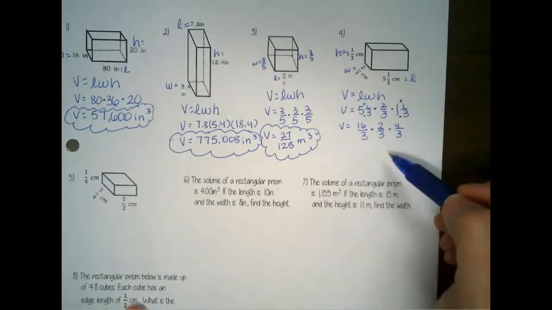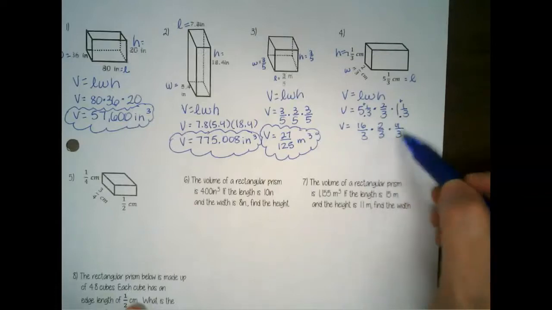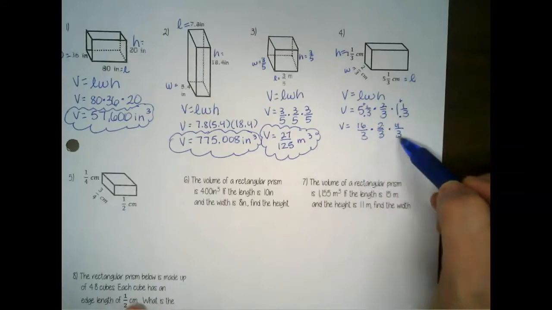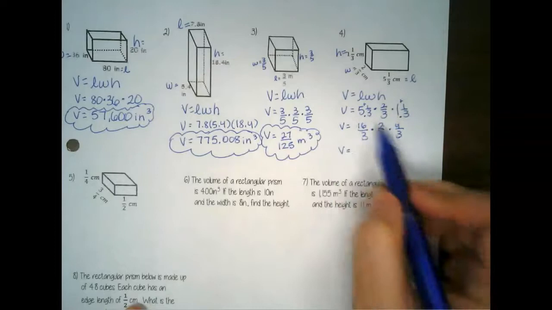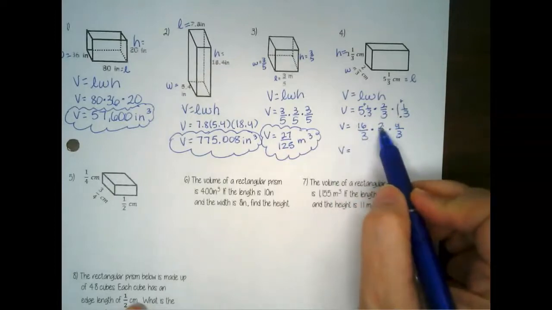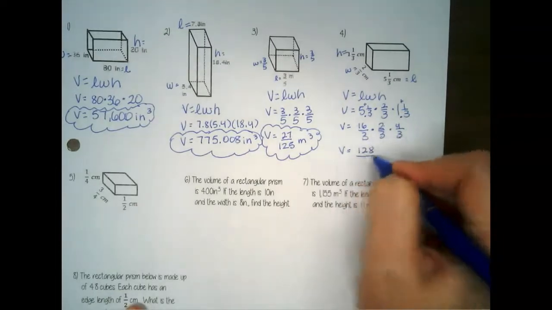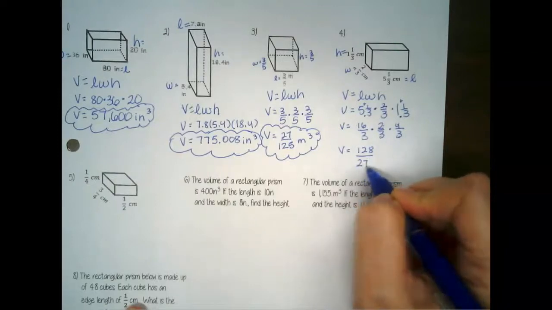Now let's see if we can do any canceling. Those don't. Those don't. Nope. Nope. And the first, the last don't. So we can't. You just multiply like normal. 16 times 2 is 32. And 32 times 4 is going to give us 128. 3 times 3 is 9, and 9 times 3 is 27.